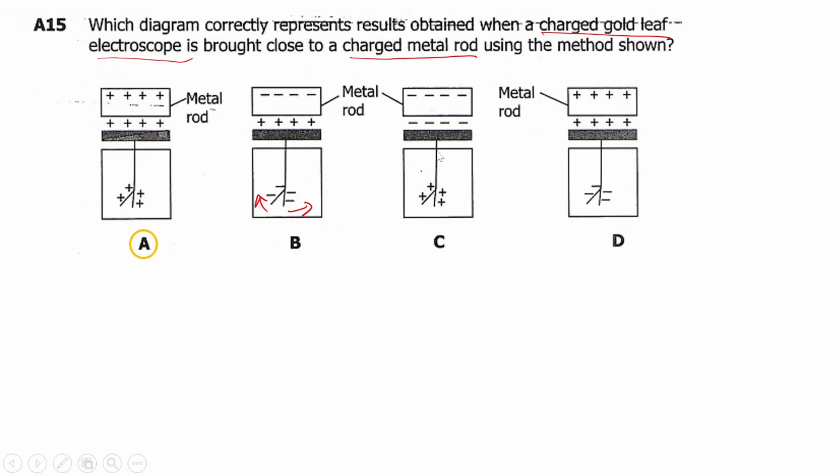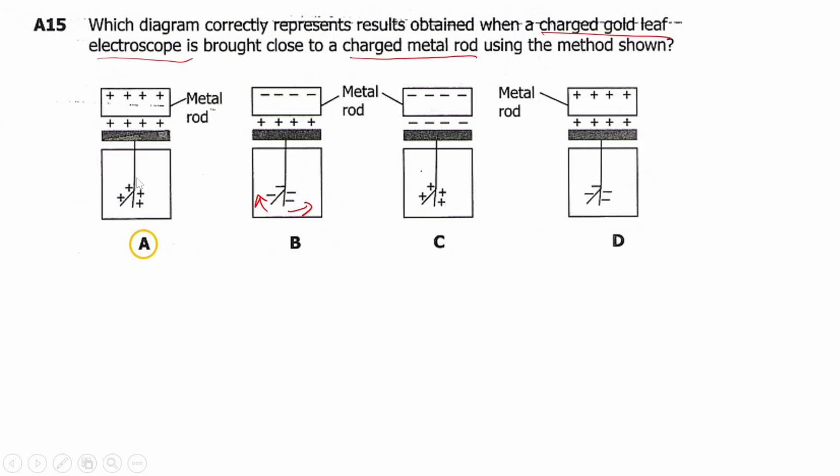And also it doesn't make sense that if the gold leaf was charged with one charge, there is no way it can have positive here and negative here. No way. Equally here, no way it can have negative and positive charge here. No way. Okay, so the correct answer is here.